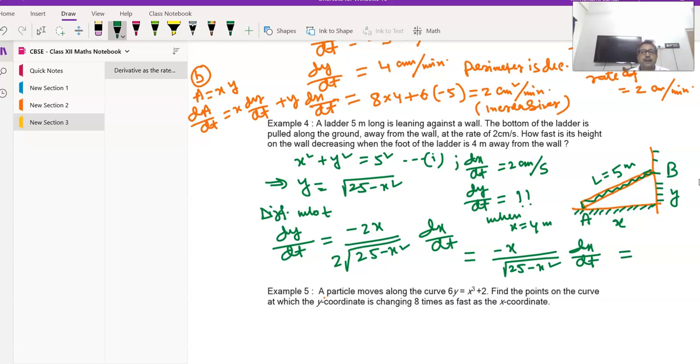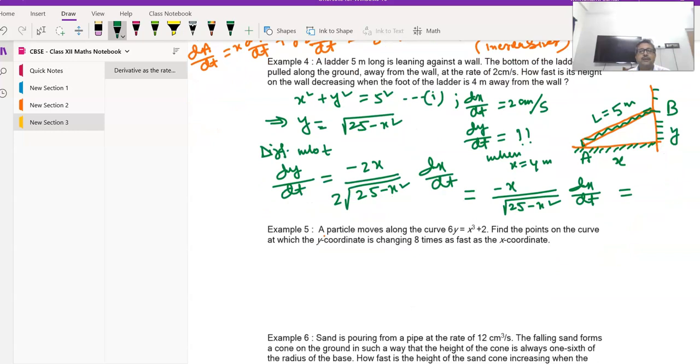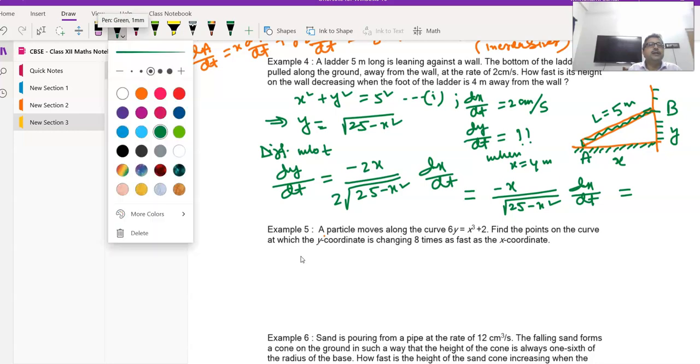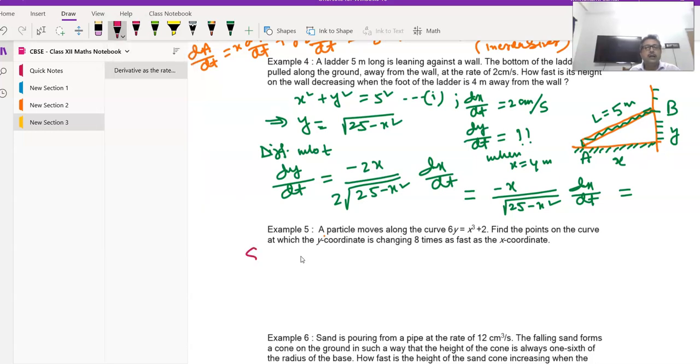Okay. The next one: a particle moving along the curve, find the point on the curve at which the y coordinate is changing 8 times as fast as the x coordinate. How will you answer this question? Here, just think. We are going to solve it in this manner. Point on the curve, y coordinate changing 8 times as fast as the x coordinate. So you will be putting that 6 into y equal to this.